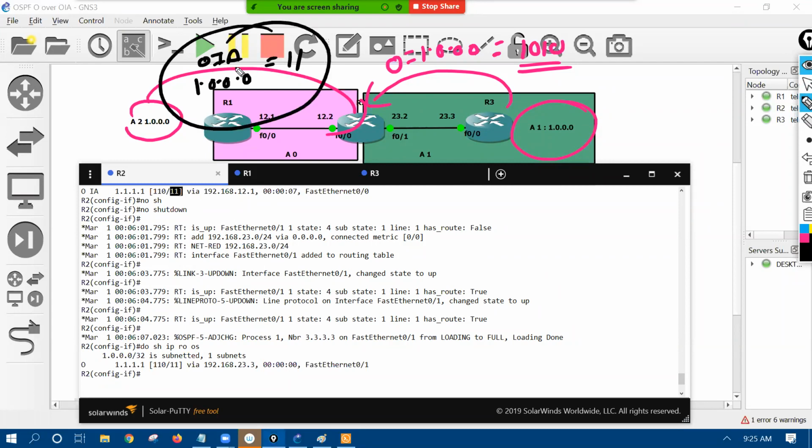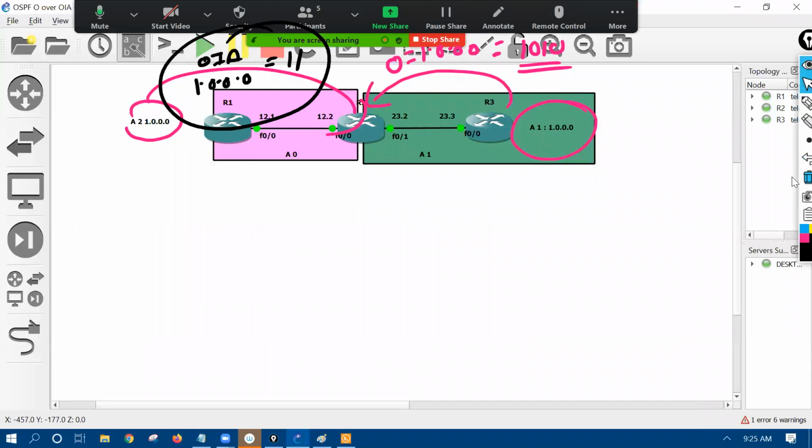So cost never comes into the picture in this case. It always gives the preference to the O routes over the OIA. Cost never comes into the picture, doesn't matter how much cost they have. So this is how the summary LSA works, guys, and this is how you can deploy the O and OI routes.